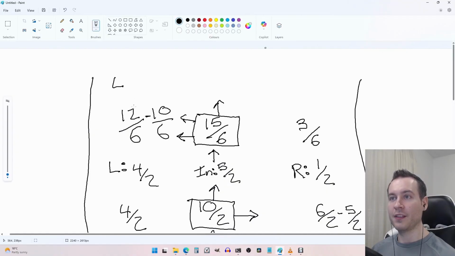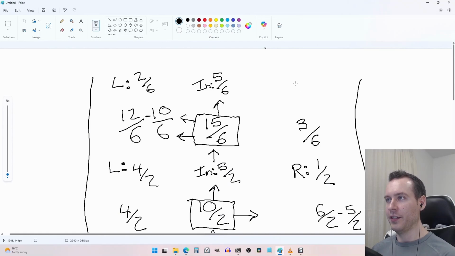The new left will be 2/6. Let me space that out a little bit more. Okay, and then next layer input will be 1/3 of 15/6. So that will be 5/6. Then we'll carry the right value up, 3/6. We're not going to reduce this fraction because we like that the denominators all match.